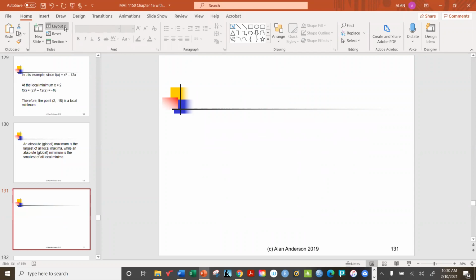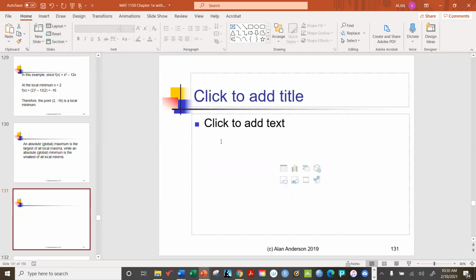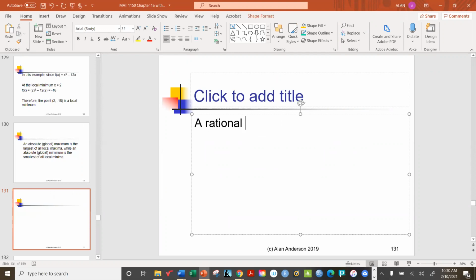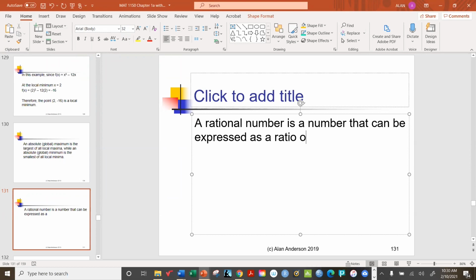A rational number is a number that can be expressed as a ratio of 2 integers. For example, 19.4 could be written as 194 over 100. Therefore, it must be a rational number.